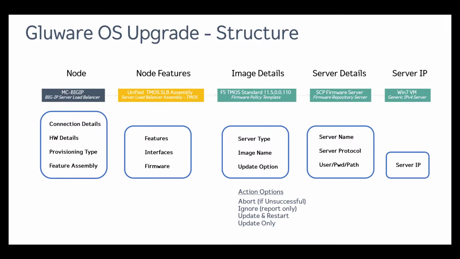Like almost every other aspect of the Gluware platform, OS Upgrade has taken multi-vendor, multi-platform, and typically complex network components and broken them down into basic building blocks. In this case, what image you want to run, what type of server you're pulling the image from, your different update options, like whether you want to abort if it's unsuccessful, whether you want to just preview, whether you want to update and restart the platform, or just update only on the platform, in addition to the server protocol, any paths on the server itself, and the actual server IP.